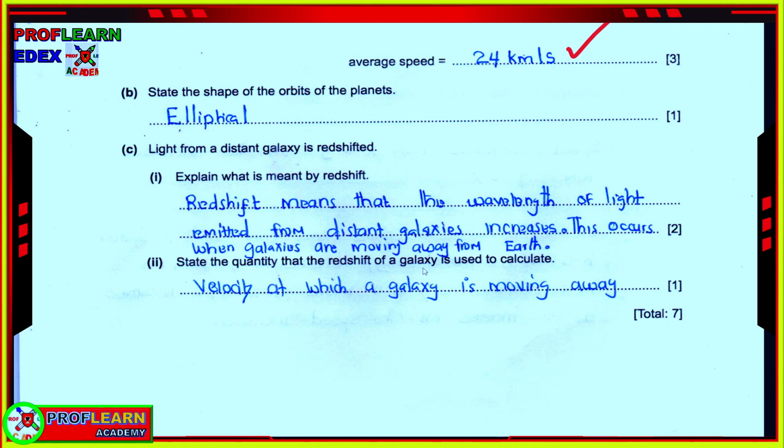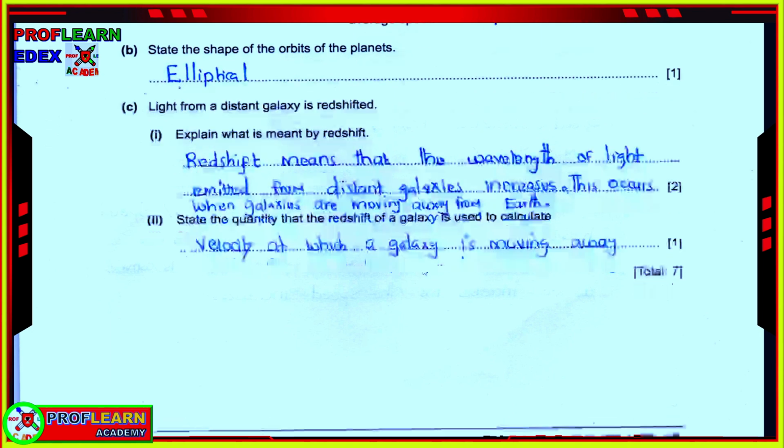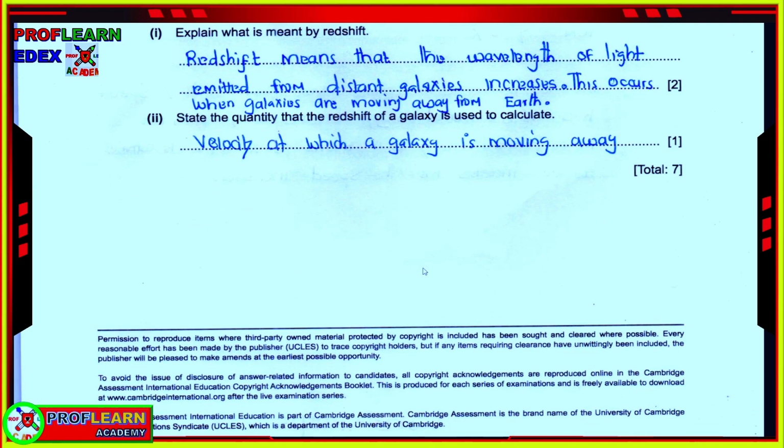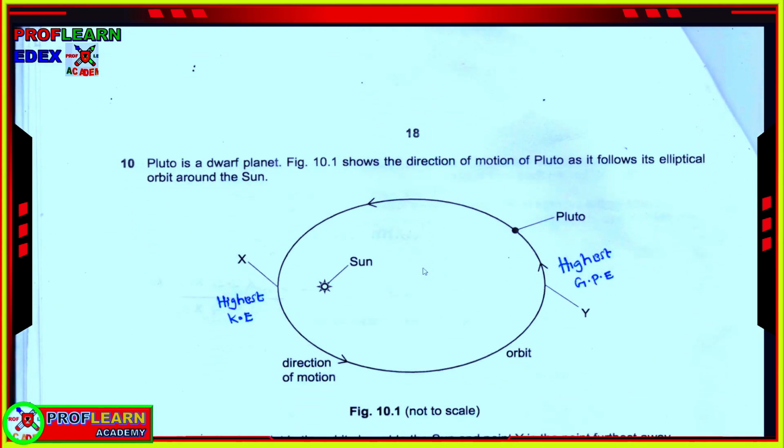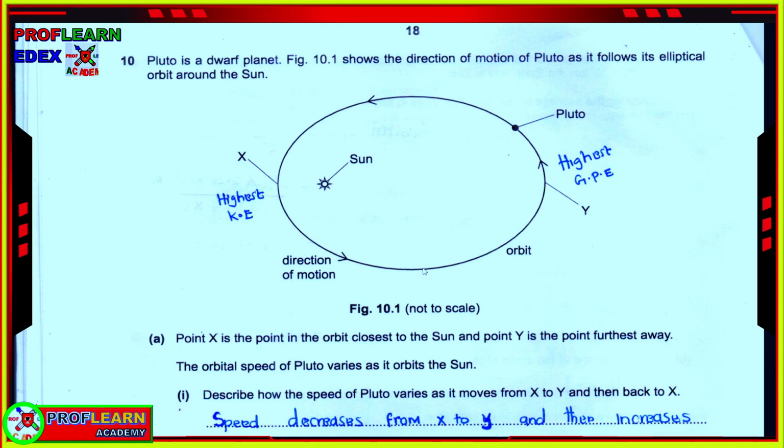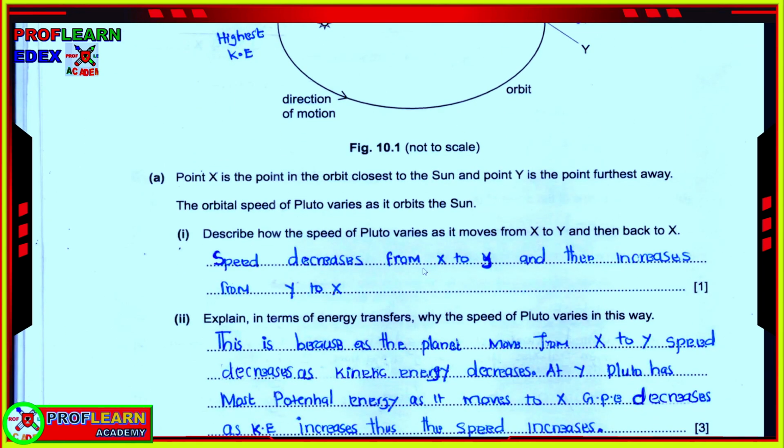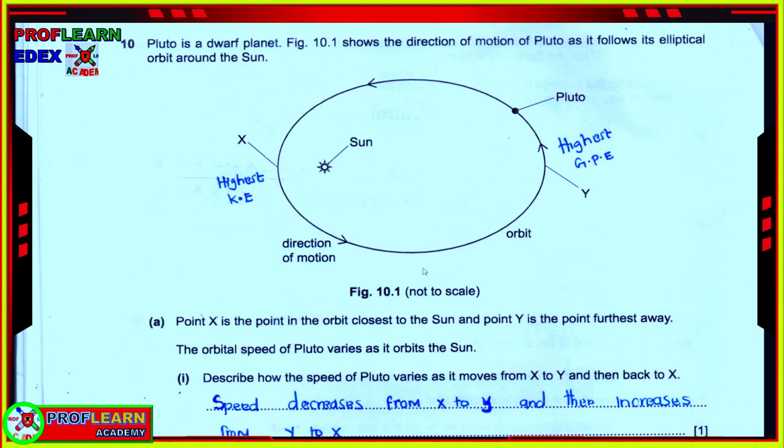We are supposed to state the quantity that the redshift of galaxies is used to calculate. This is actually used to calculate the velocity at which the galaxy is moving away. Once we know the change in wavelength, we'll understand at which velocity that galaxy is moving away from the Earth. Describe how the speed of Pluto varies as it moves from X to Y.